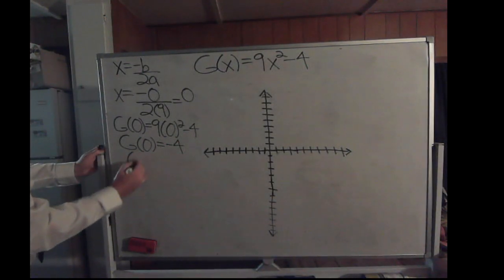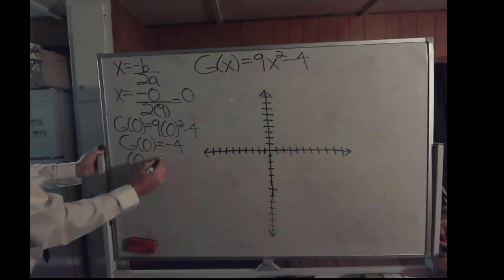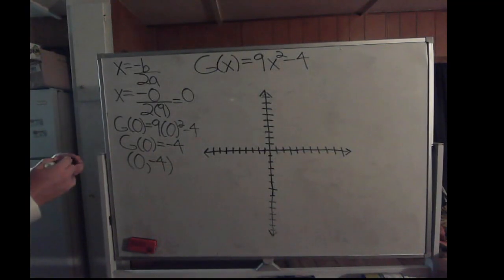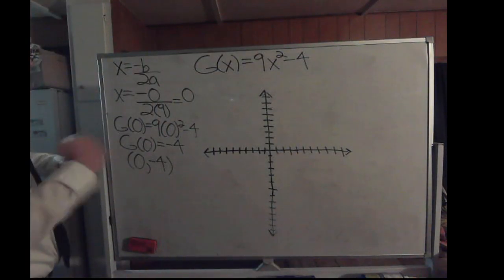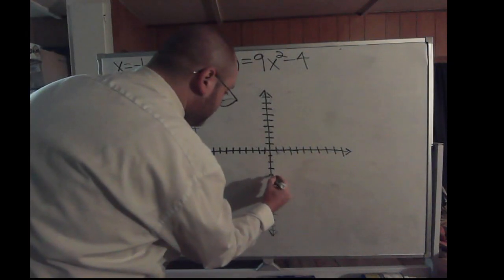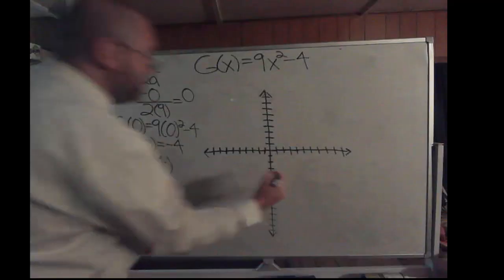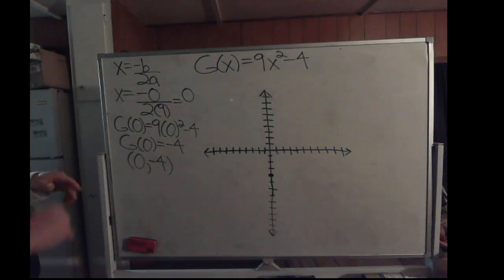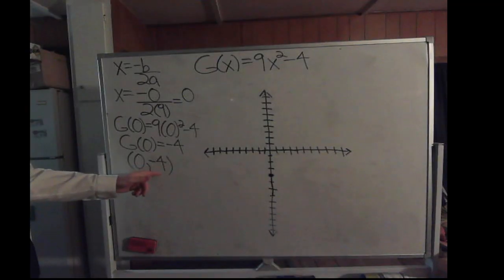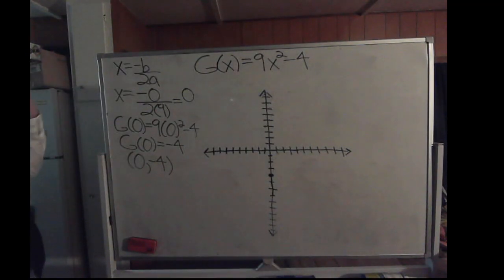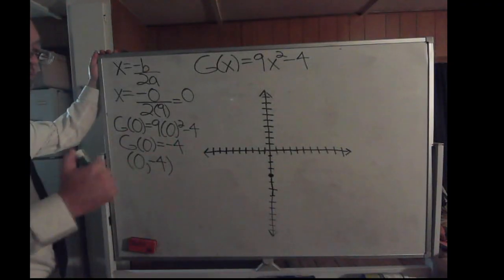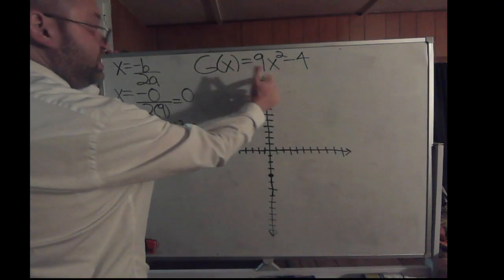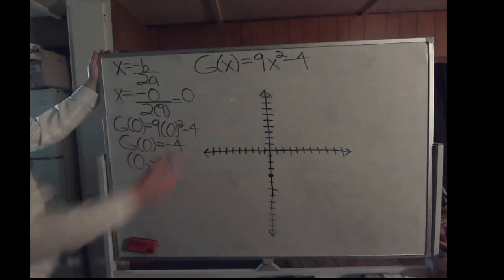So when x is 0, y equals negative 4. Therefore, 0, negative 4 is your vertex. So right here at 0, negative 4, that's going to be your vertex. And negative 4 is also the minimum value of the function because this graph is going to open upward. That's why we have a minimum value, because the coefficient on the x squared term is positive.